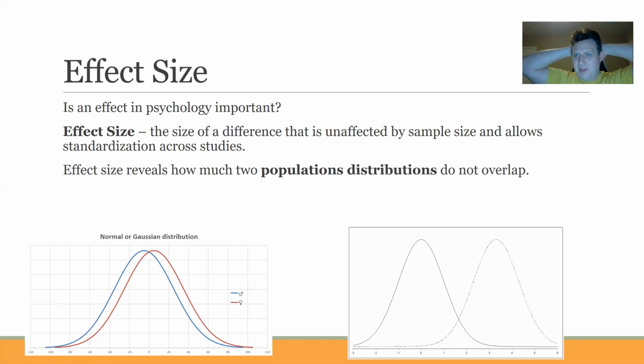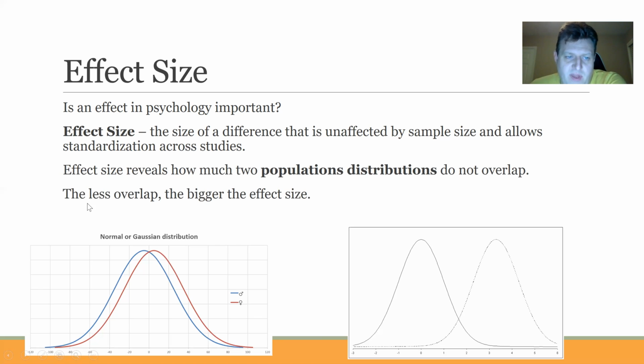We can get the sampling distributions to overlap a smaller and smaller amount with the more subjects that we have. Those sampling distributions get skinnier with the number of subjects. But what we care about here for effect size is how much overlap there is in the population distributions. The more overlap there is, the smaller the effect. The less the overlap, the greater the effect size.